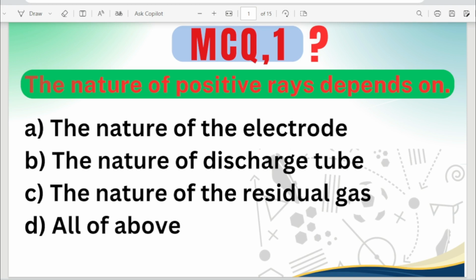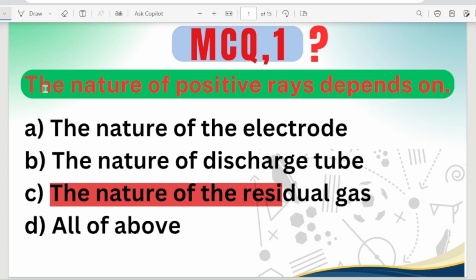The question is: the nature of the positive rays depends upon. Here the four options are: the nature of the electrode, the nature of the discharge tube, the nature of the residual gas, or all of the above. Positive rays are produced due to the ionization of the gases present in the discharge tube. Atoms in the discharge tube ionize to positive charges, so positive charges are produced, which are the positive rays, and so it depends upon the nature of the residual gas. So what would be the answer to this question? The answer should be option C, the nature of the residual gas.